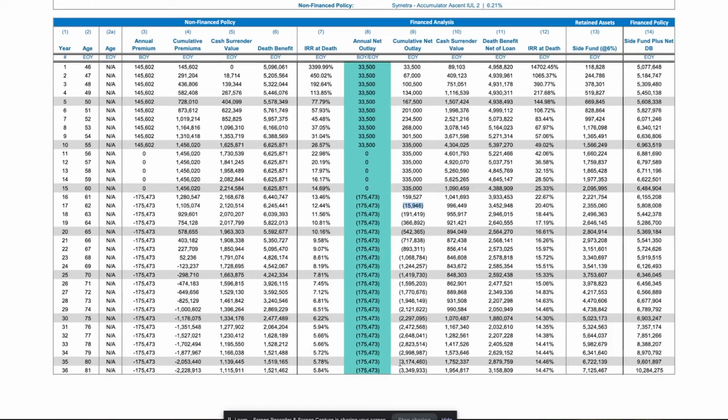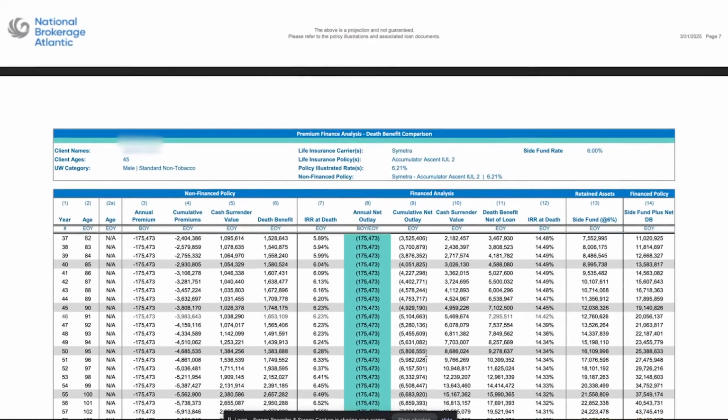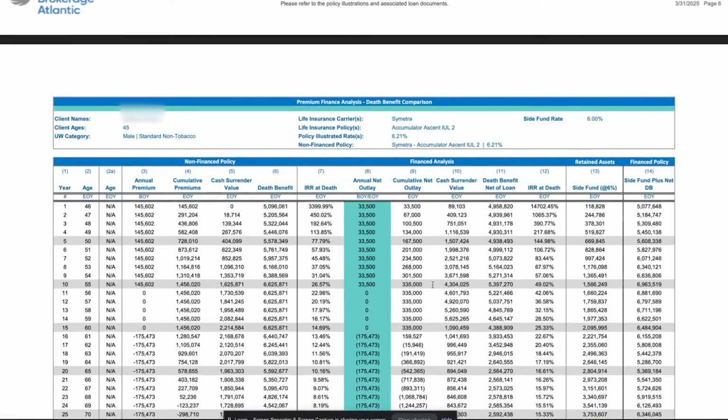By the time you're 80 years old, you've taken $3 million of tax-free distributions of money that wasn't yours, right? By the time you reach age 90, nearly $5 million of distributions you've taken out. Not to mention the death benefit sustaining at nearly $5 million. So it's something to keep in mind, right?